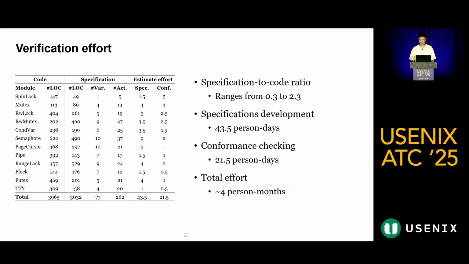This table summarizes manual effort for verifying each module. Overall, the spec-to-code ratio is low. Writing all specs took around 43 days, and the trace validation added about 21 more. So in total, the entire process took about 4 person-months, which shows that our method is practical for real code.